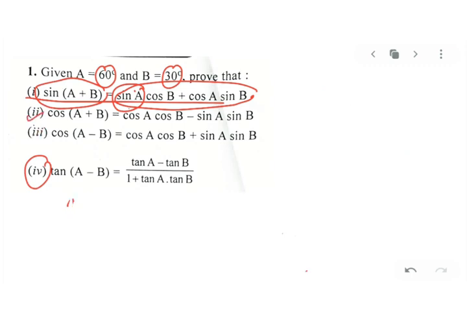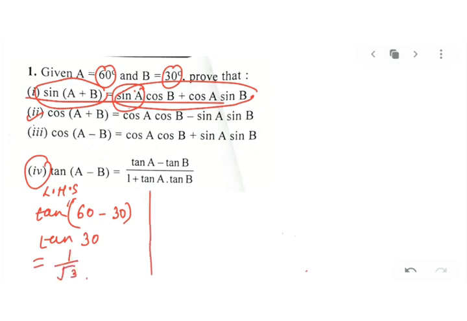Let's start with the fourth. And the fourth says tan (A minus B). What is A? 60. What is B? 30. So I am solving your left hand side. So I will write it here, left hand side. That means 60 minus 30. You have to find tan 30. Tan 30 value, my dear kids, is 1 upon root 3. So on the left hand side, you have got the answer as 1 upon root 3. Let's check with our right hand side.